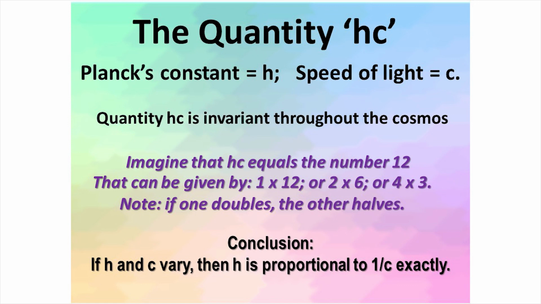But consider, this does not necessarily mean that each by itself has been invariable. What it does mean is that if one changes, the other has also changed, but in the opposite direction. It's like the number 12. You can get 12 several ways: 1 times 12, 2 times 6 and 4 times 3. Note that if one number doubles, the other halves. So there is always the possibility that everything has stayed the same. But when the measurements themselves show a change, yet the final result is invariant, we have to accept that these changes are in tune with each other, or synchronous. So in terms of hc, h must be proportional to 1 over c exactly.